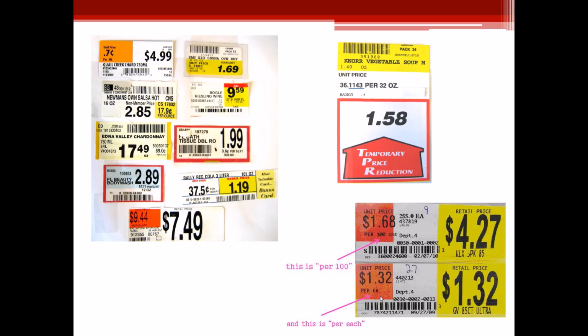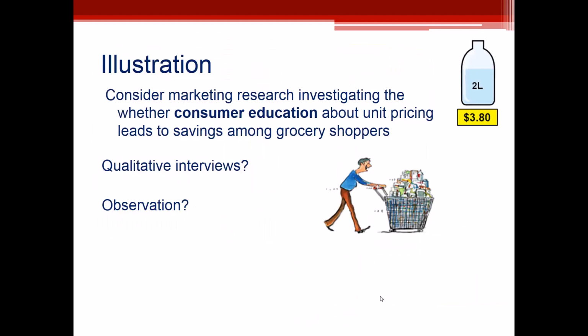So what we were interested in doing in our study is educating people about unit pricing and seeing whether or not that would lead to greater usage. So for our research, we chose to use an experimental design to examine consumer education around unit pricing. Certainly there are other methods available to us, and we've talked about a number of those methods in AMB 201. Hopefully you can start to think about why they may or may not be appropriate for this type of setting.